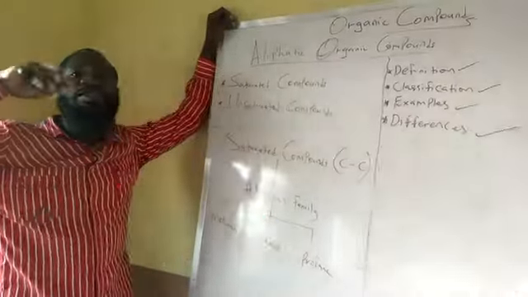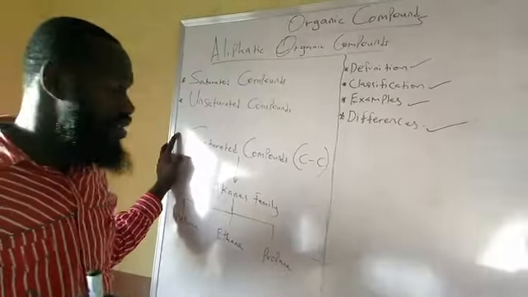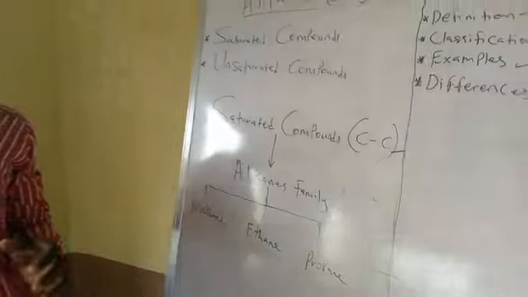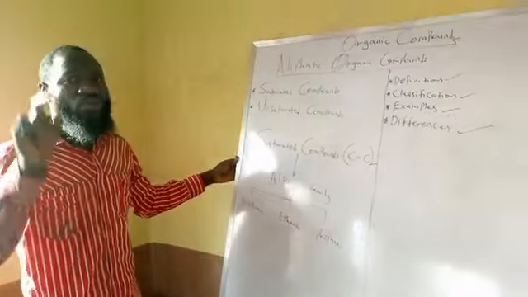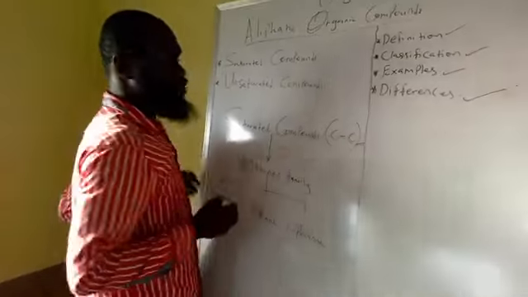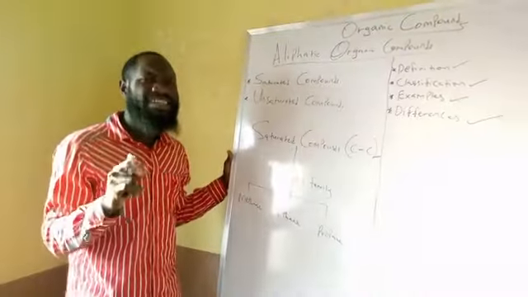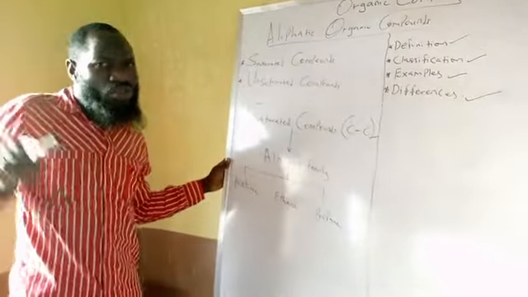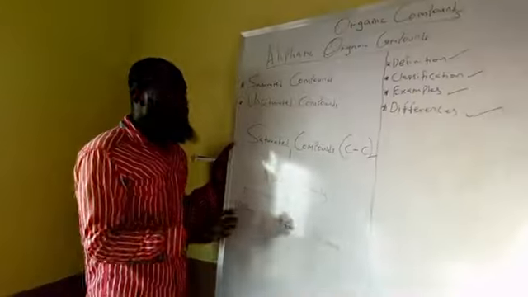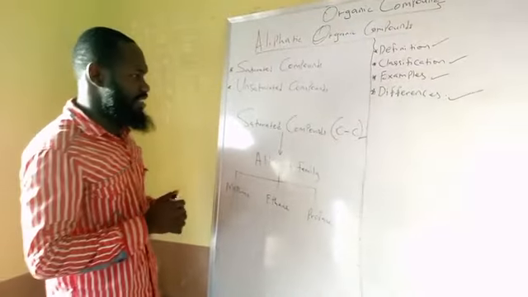Now, what are saturated compounds and what are unsaturated compounds? Come along with me as I define what a saturated compound is. Let's pick the first one, saturated compounds. These are compounds that contain carbon single bonds in their structure. I can also define a saturated compound as a compound that contains the maximum number of hydrogen in its structure with a sigma bond. I'll come again. It's a compound that contains the maximum number of hydrogen in its structure with a sigma bond in it.